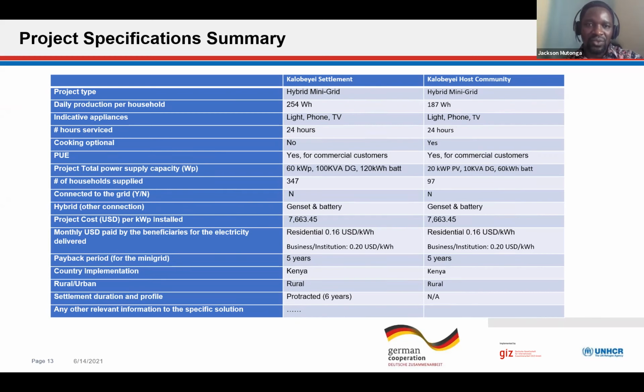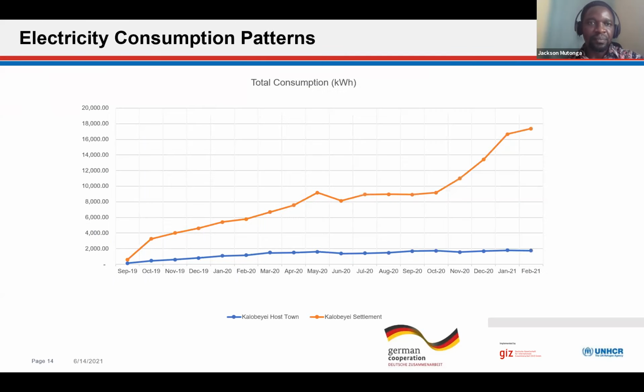Most important also, the payback period we calculated to be a maximum of 5 years, and that's why the subsidies were high, because the displacement setting comes with its own challenge of the risk of closure of the camp when the peace returns for the country where the refugees come from. So those are the project details outlined there.